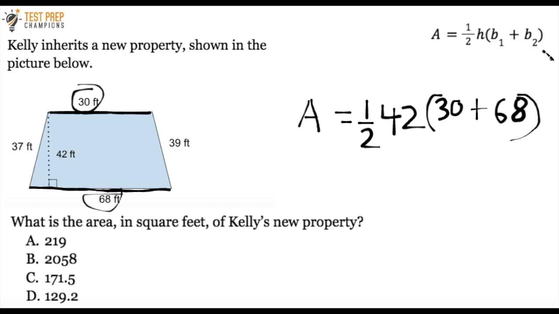So now we just do the math. We're going to do half times 42 times 30 plus 68. And if we crunch these numbers in our calculator, the answer that we're going to get here is B. So this is really just a matter of recognizing this is a trapezoid, finding the area formula for a trapezoid, and then just knowing which numbers to put into the formula.